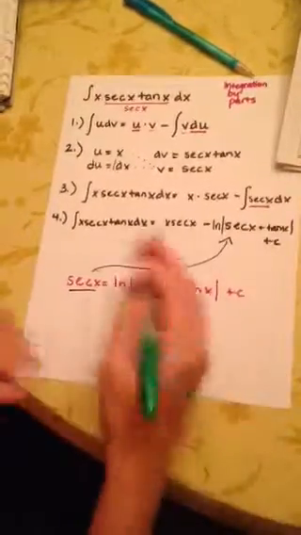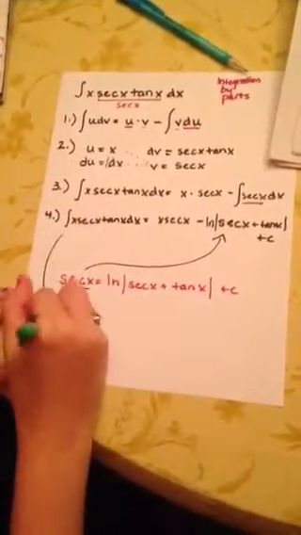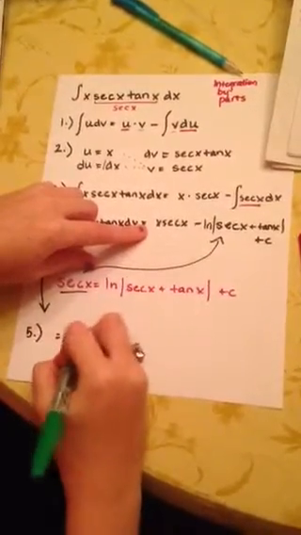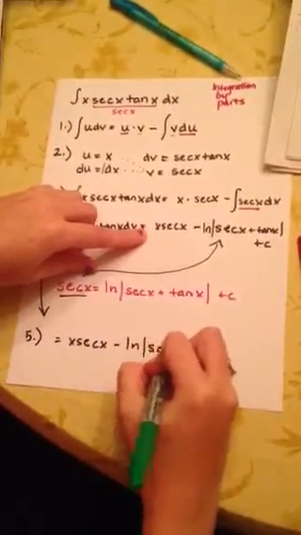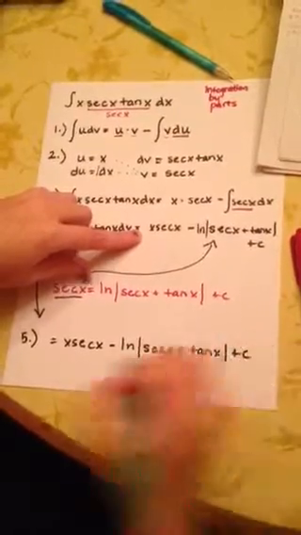So, our whole following problem we're going to bring down here. Final answer equals x secant of x minus natural log of secant x plus tangent of x plus c.